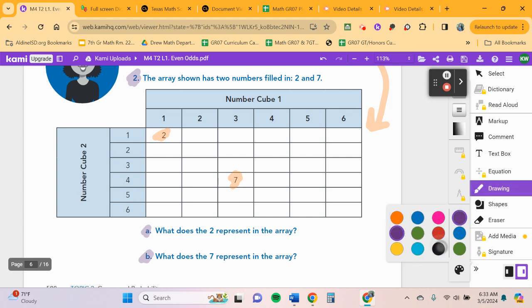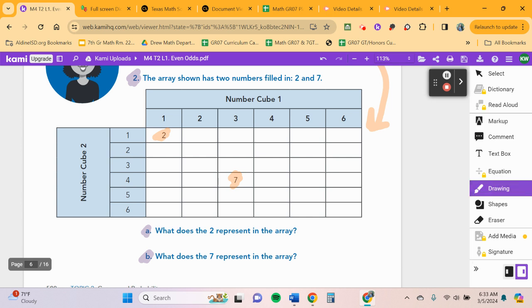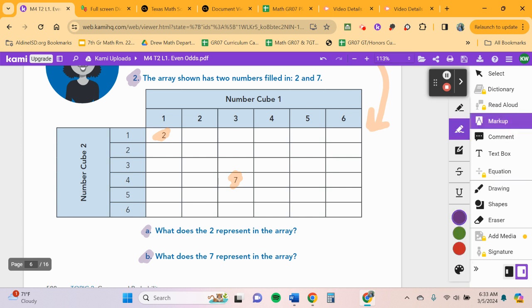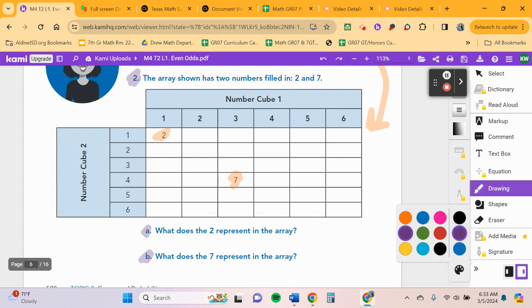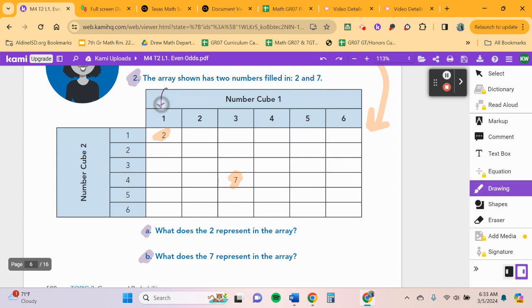I'm going to help you get started. When you fill it in, you're looking at the first number cube and the second number cube off to the side. So on my first number cube, if I roll a 1, and on my second number cube, I also roll a 1, well, when I add these together, because remember we're finding the sum, then I get a 2. So that just kind of helps you with 2A right there.